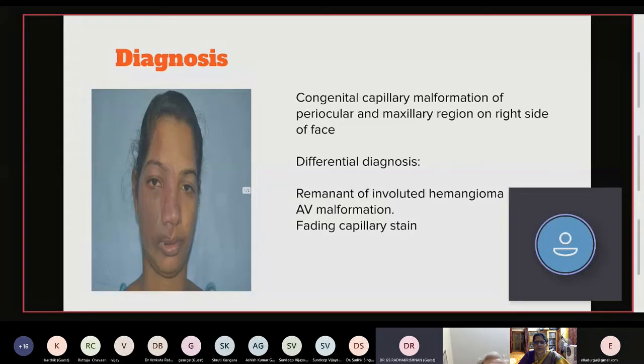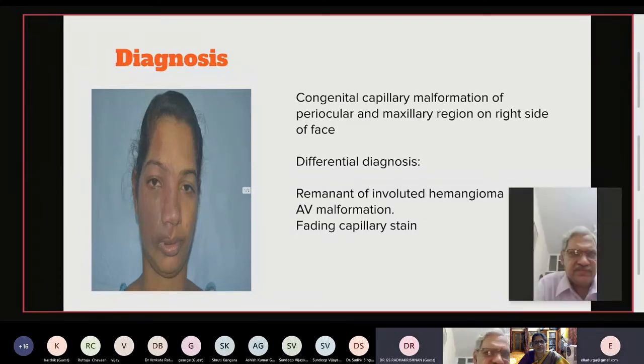What is this fading capillary stain? What is this diagnosis? This is one of the stains that are seen in newborns, I mean, in children, congenital lesions, congenital stains, sir, which usually naturally regress. Unlike capillary malformation, which persists throughout life. The similarity in presentation is there, but they have a natural tendency to involute, unlike capillary malformation, which persists throughout the life.